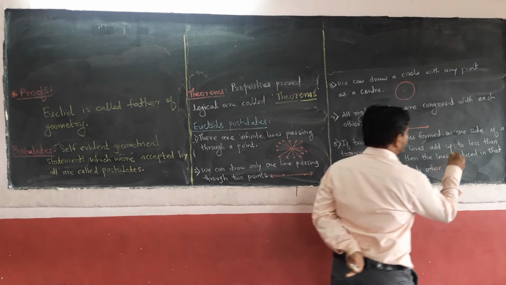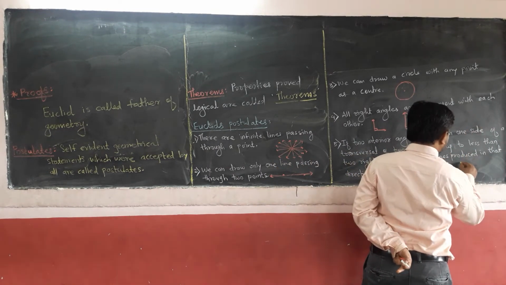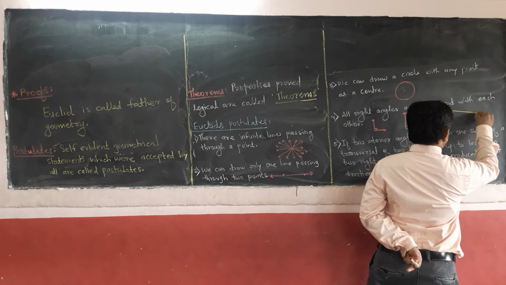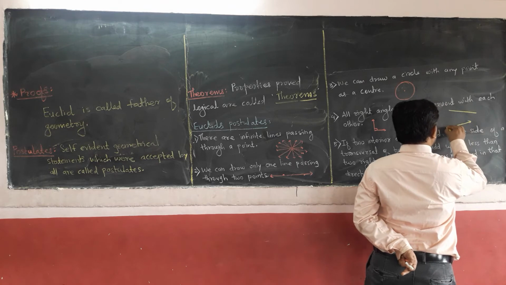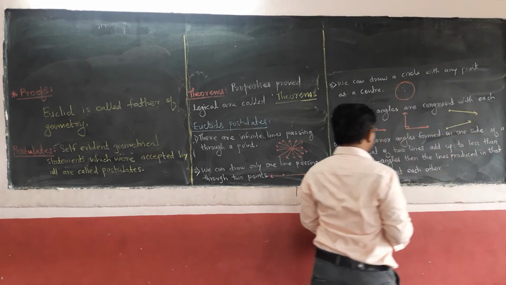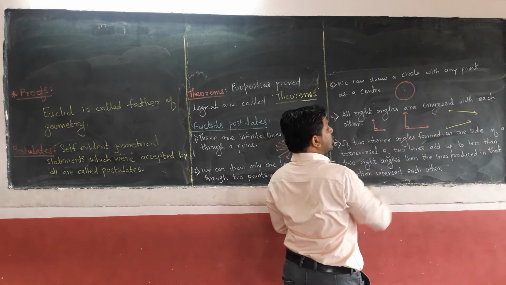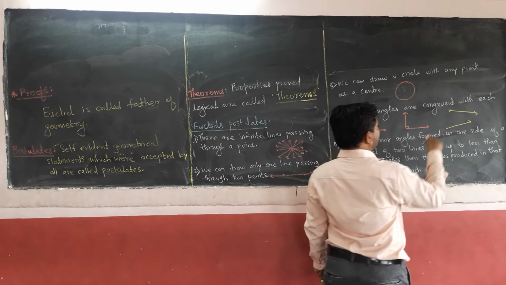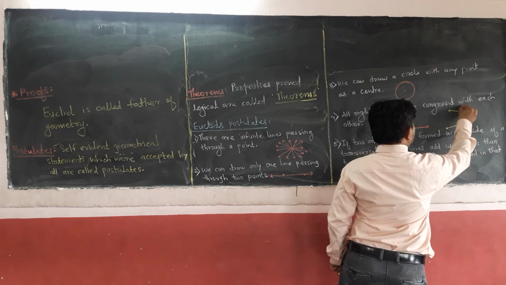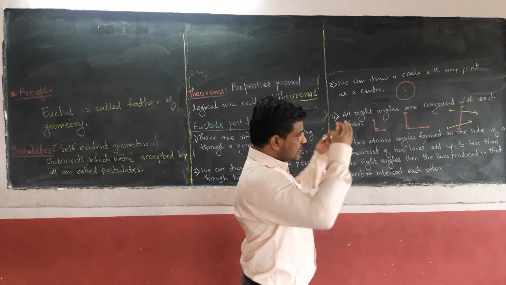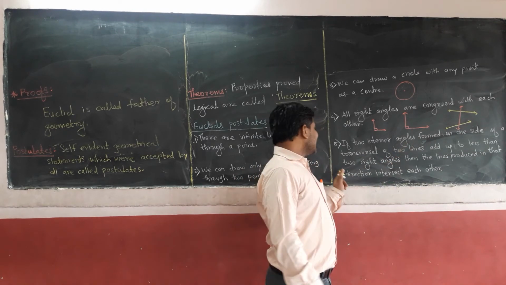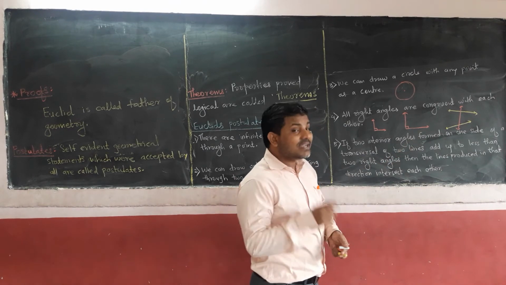Now, first of all, we have to draw the two lines. Okay, I have drawn the two lines. And what it says is that if two interior angles are formed on one side of a transversal, it means there is a transversal intersecting two lines, and they add up to less than two right angles. Less than two right angles.